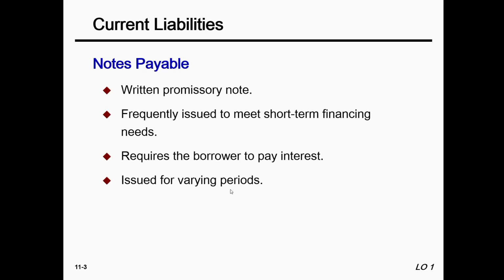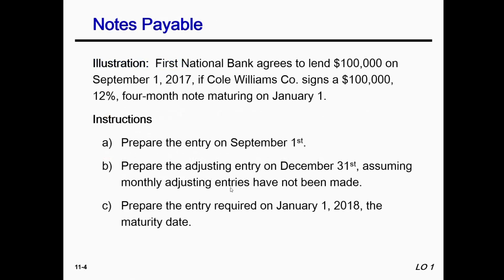And usually the borrowers have to pay interest on these notes. There is no specified time period for short-term notes payable. They could be for 3 months, 6 months, or 9 months, depending upon the condition. We have an example here which will explain the concept of notes payable.